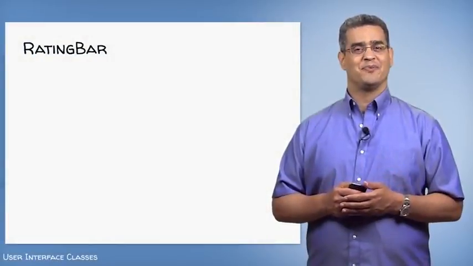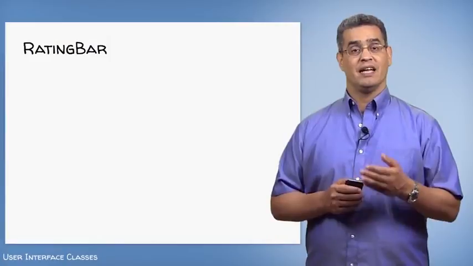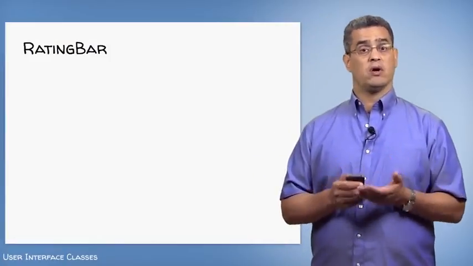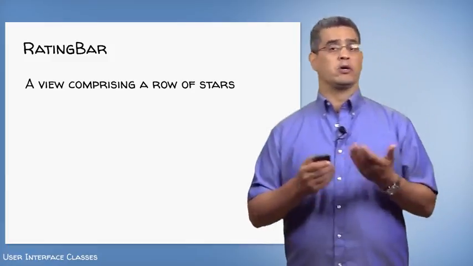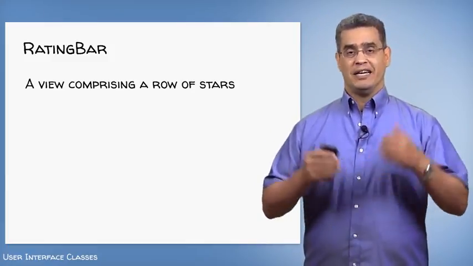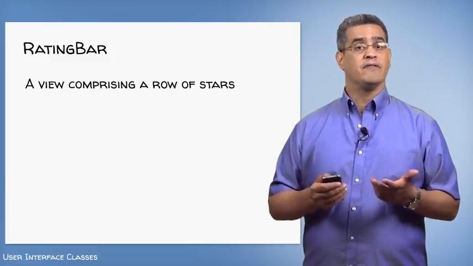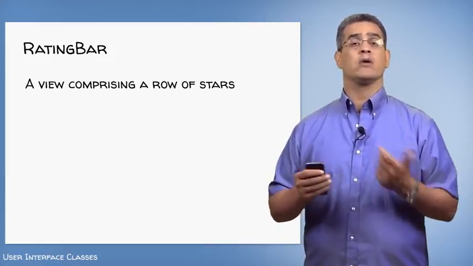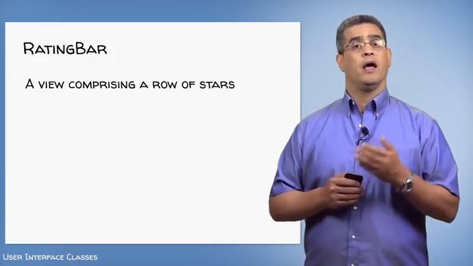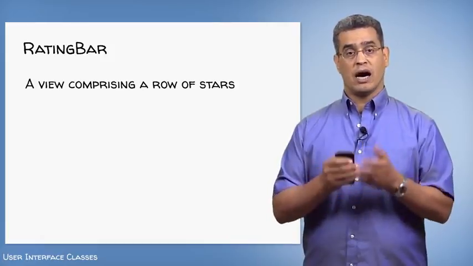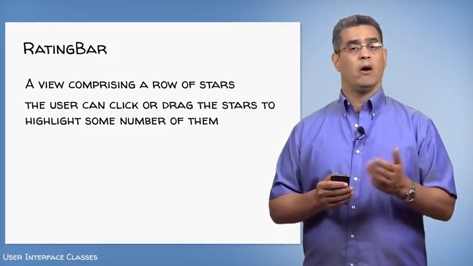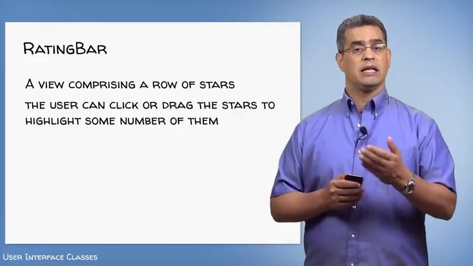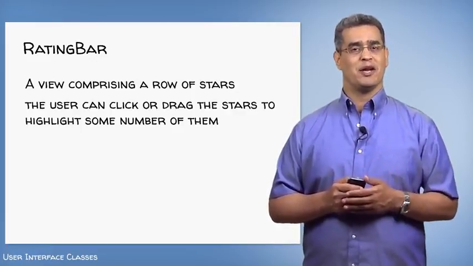The next view is the rating bar. This view displays a row of stars like you might use in an application that rates restaurants or songs or things like that. You know, it's great, I give it 5 stars out of 5. Or, oh, that's awful, I give it 1 star out of 5. The rating bar allows users to highlight some number of stars by clicking or dragging on the rating bar view. Let's see an application that uses a rating bar.